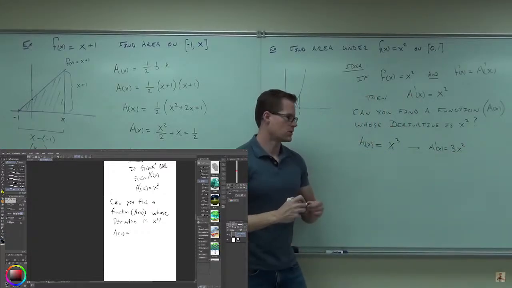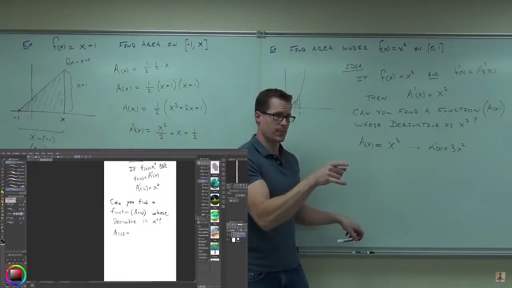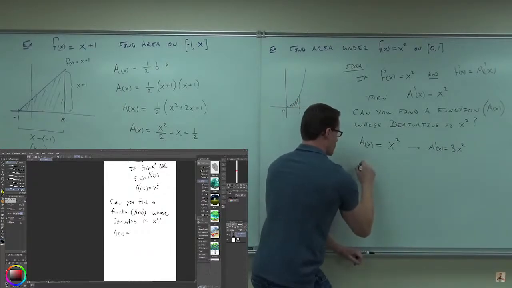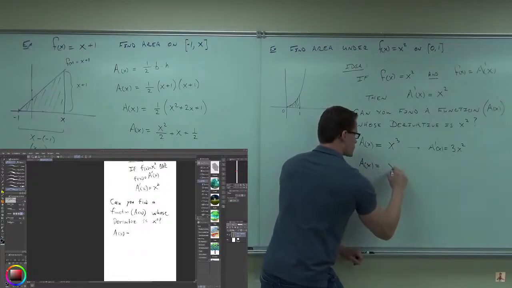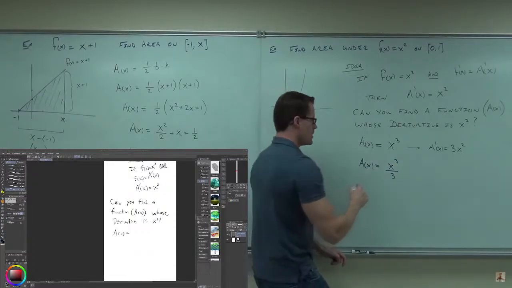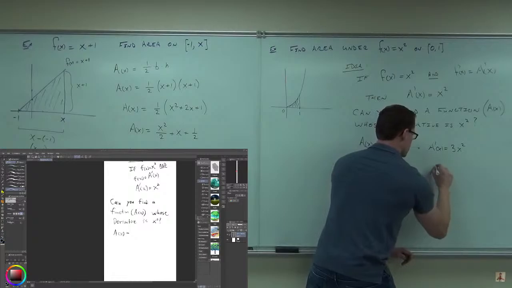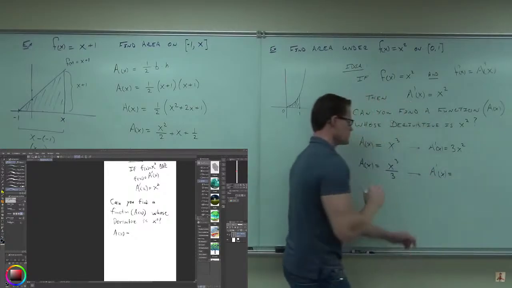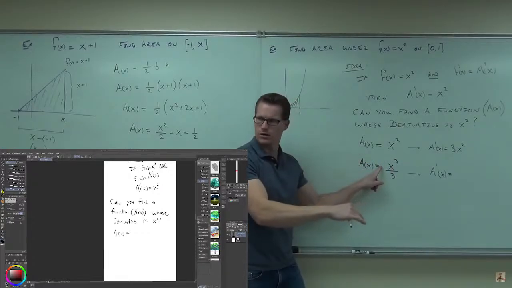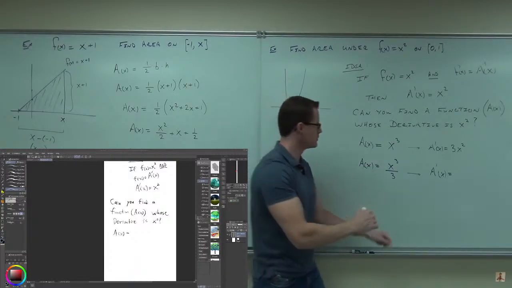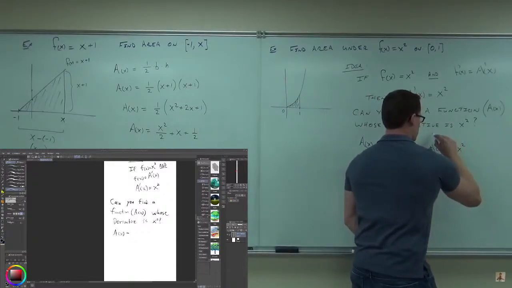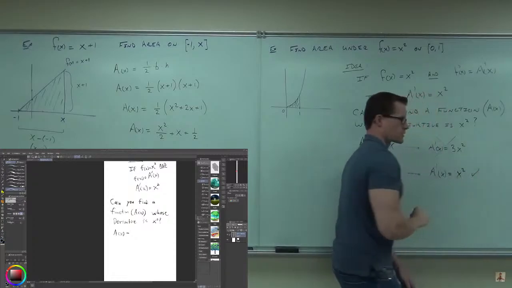We need to get rid of the 3 somehow. So if I can somehow undo the 3, let's try x cubed over 3. Would that work? If I take the derivative of that, I bring down the 3, and the 3 and the over 3 are gone. I'm going to get x squared. Does that work? This one, not so much. This one, yes, worked.